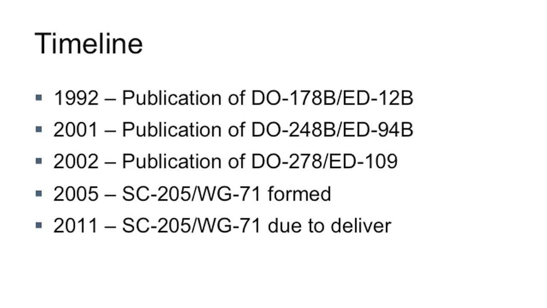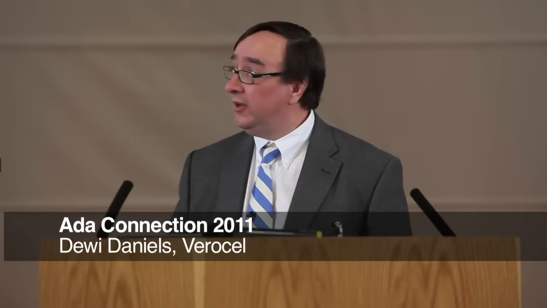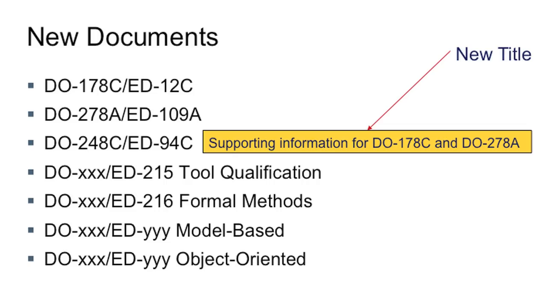So what can you expect to see? You can expect to see a total of 7 new documents. We're going to update DO-178B to DO-178C. We're going to update the ground-based equivalent, DO-278, to DO-278A. It's actually much better known in Europe as ED-109, so it's being updated to ED-109A. DO-248B is also going to be updated to DO-248C, and we're going to have 4 completely new documents. There's one about tool qualification, a second, which is a formal methods supplement, a model-based supplement, and an object-oriented supplement.